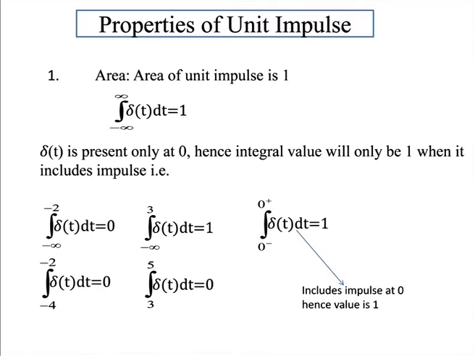Okay. So, ∫ from minus infinity to 3 of δ(t)dt is 1. Why? Because this includes 0⁻ and 0⁺. The same way, ∫ from 0⁻ to 0⁺ of δ(t)dt is equal to 1. Why? Because it includes the impulse at 0. The same way, ∫ from minus 4 to minus 2 of δ(t)dt is 0, it does not include 0. ∫ from 3 to 5 of δ(t)dt is 0. Why? Because this does not include 0⁻ or 0⁺.